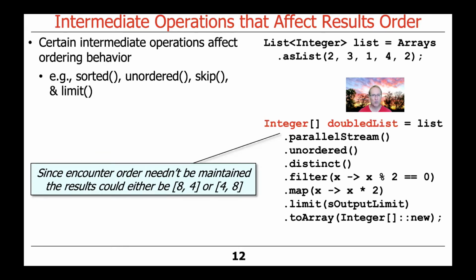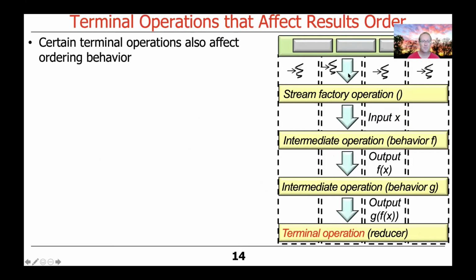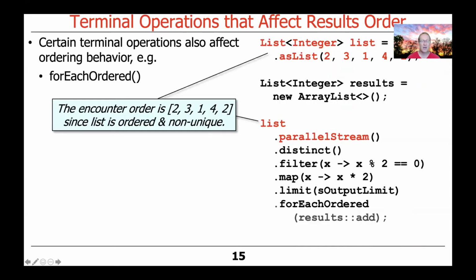But in practice, the real bang for your buck comes from having much larger amounts of input. It turns out that there are also terminal operations that affect the result order as well. And let's take a look at some examples.